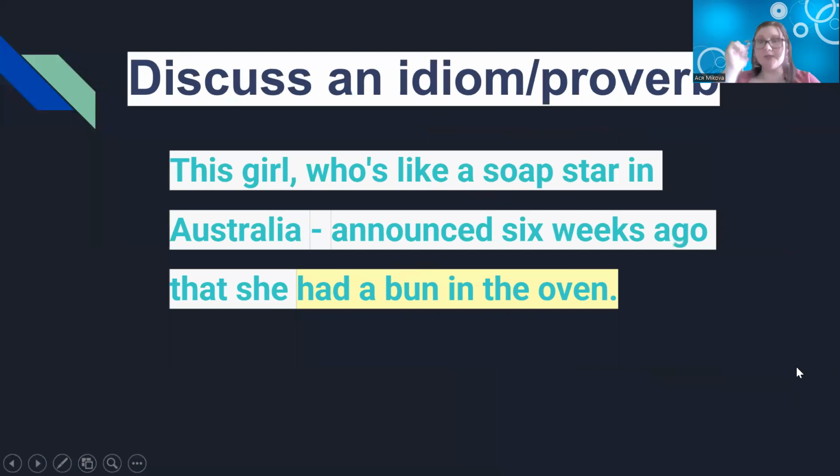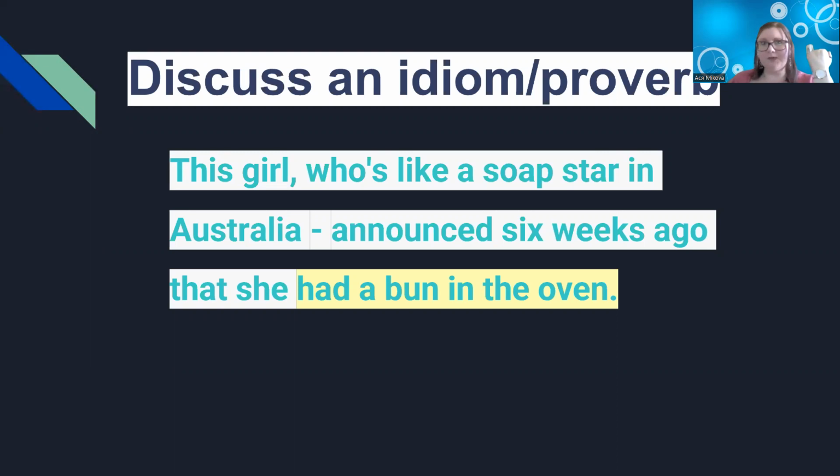Idioms. Look at the sentence. Idioms are an essential part of the language, and we do need to learn them, and that is one of the easiest variants. Of course, don't do it every single lesson, but it helps at least once a month or every 2 weeks. Look at the sentence. Read it. This girl, who's like a soap star in Australia, announced 6 weeks ago that she had a bun in the oven. What happened to the girl?